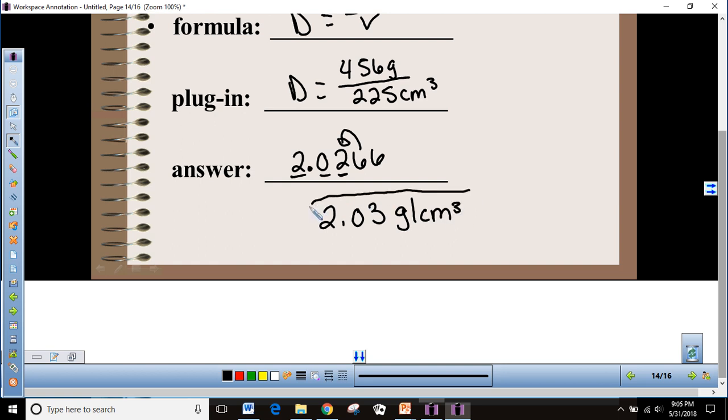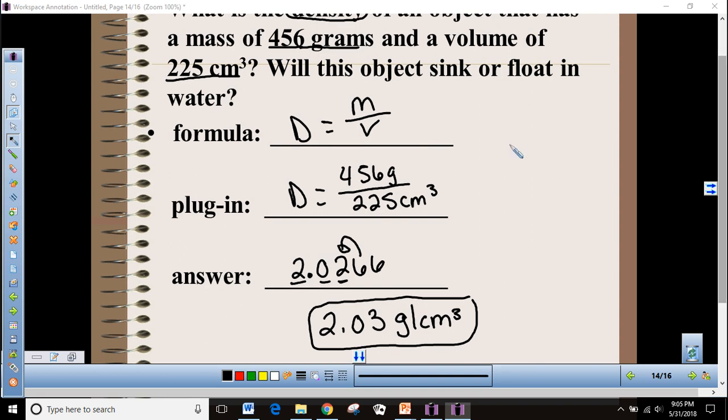And density has 2 units. So it will always be grams per milliliter or grams per centimeter cubed if we're talking about solids or liquids. Later, when we do gases, they will be grams per liter. Will it sink or float? Well, it has a density of 2. Water has a density of 1. This thing is going to sink. And it is probably a solid since it says centimeters cubed.